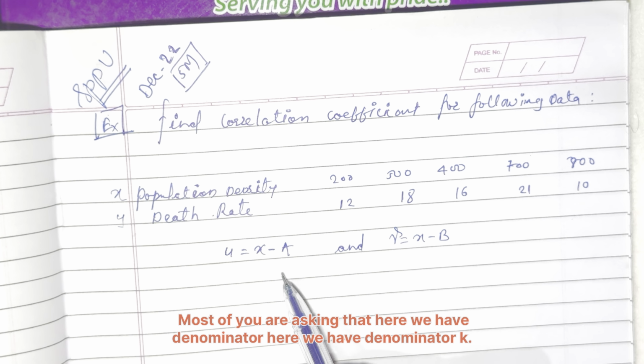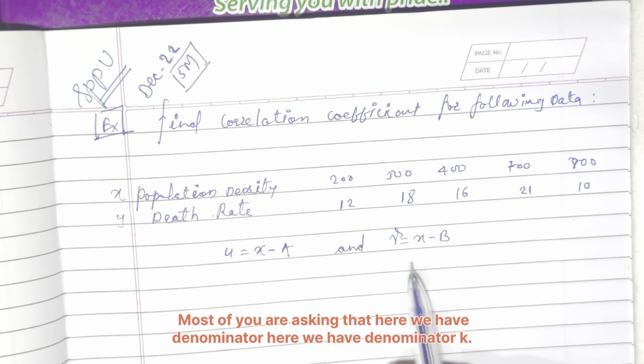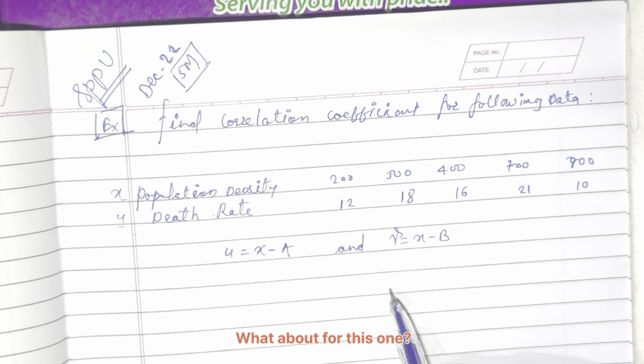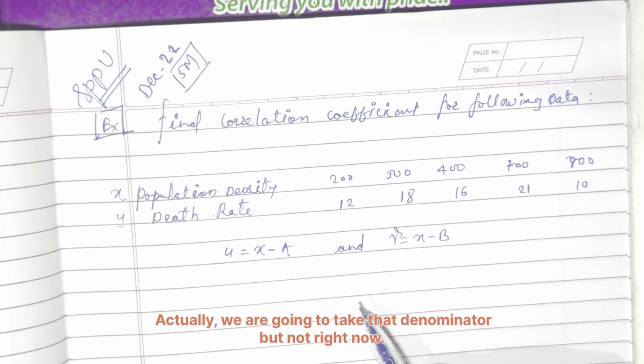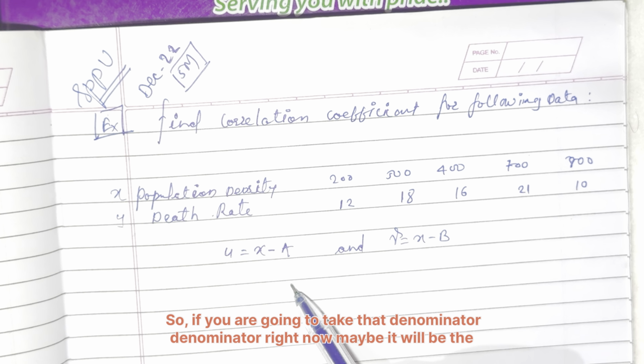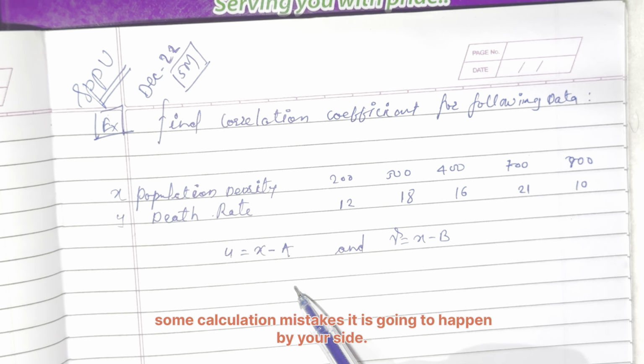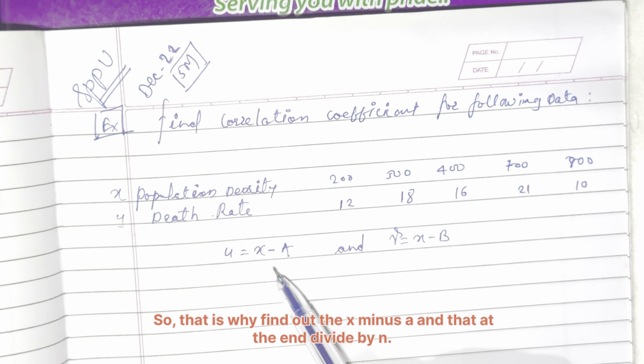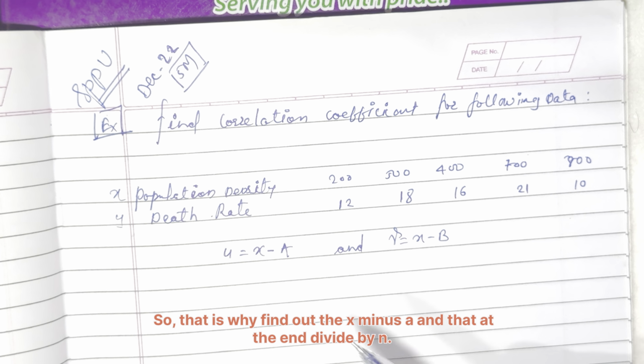Most of you are asking that here we have denominator n, here we have denominator k, so what about this one? Actually we are going to take that denominator, but not right now. If you take that denominator right now, maybe there will be some calculation mistakes on your side. So first find x minus a, and at the end divide by n.